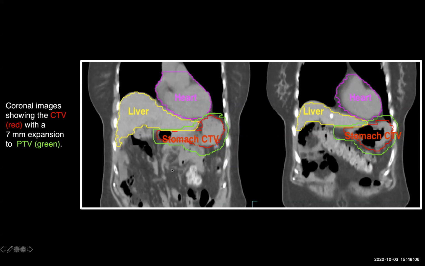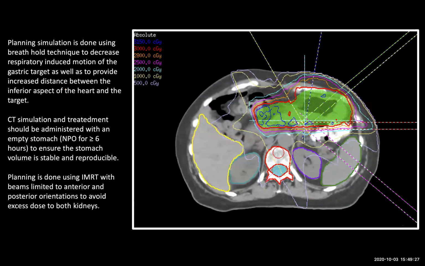A third important benefit from the breath hold is that the kidneys that move in and out into your field actually stay in the same position. So whenever you report on the kidneys a certain mean dose, that will be a true one because they are not moving in and out into your field.